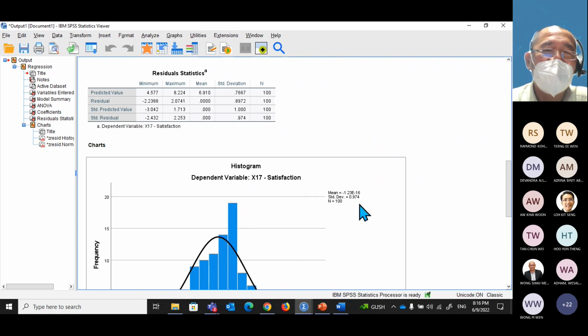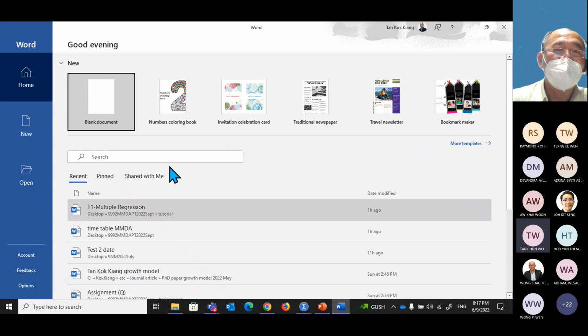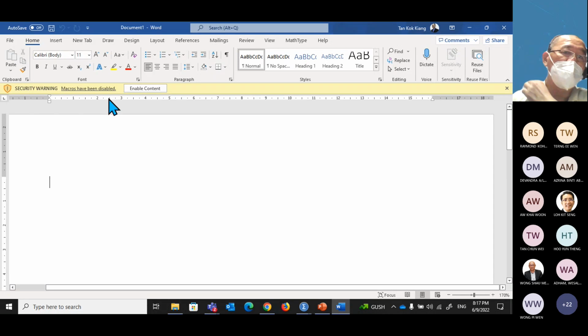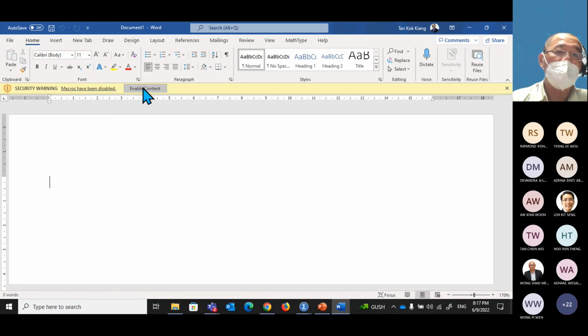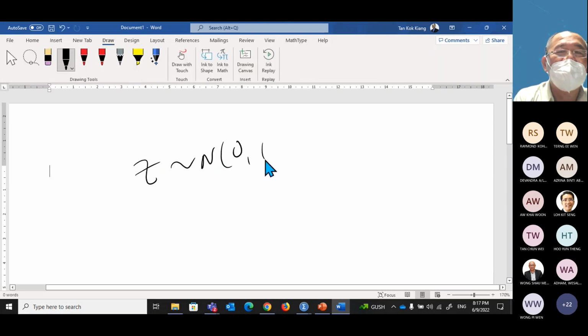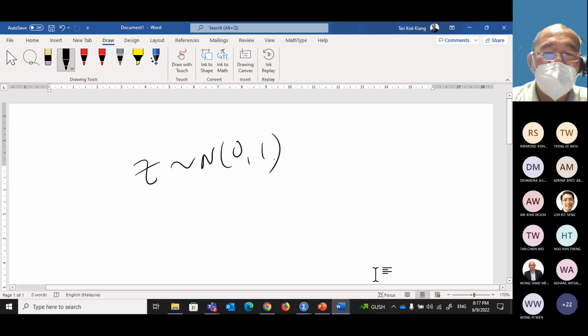Actually, this is not confirmed. Cannot use this. You know why? Because this is all standardized. Can you see? Yes. Because it is a standardized plot, therefore the standardized data must be like this. It must be 0, 1. Yes, must be.